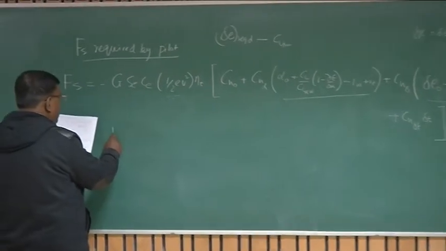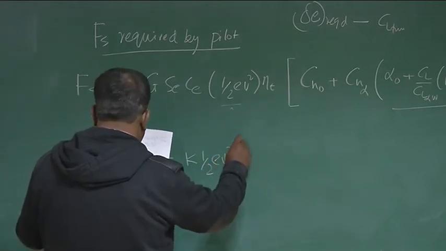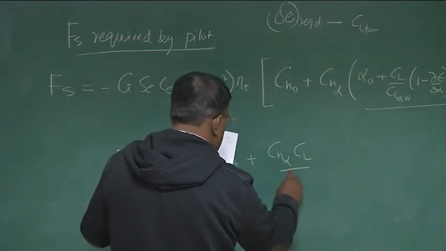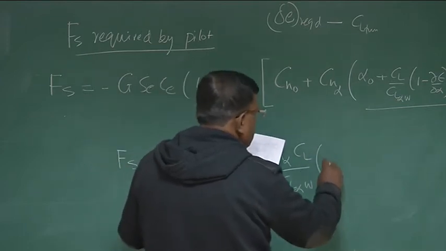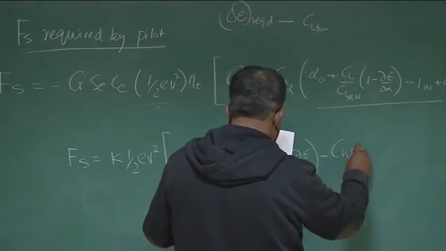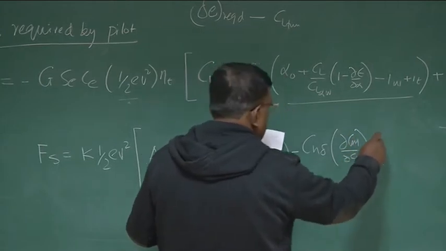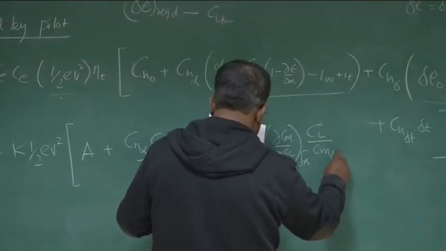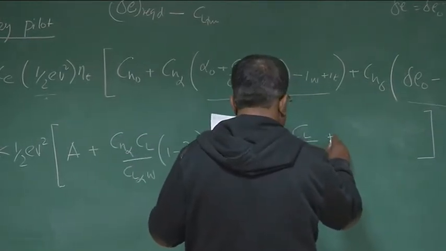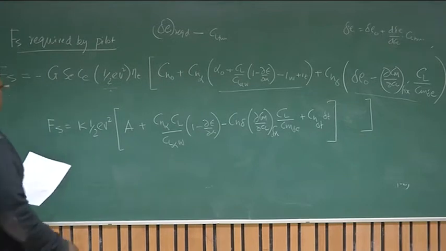So, we write it as Fs equal to k. Wait a minute, I will explain what is k. A also is coming here: Ch alpha Cl by Cl alpha wing, into 1 minus d epsilon by d alpha, minus Ch delta into dCm by dCl fix, into Cl by Cm delta E, plus Ch delta T into delta T. This is the expression. Then the question comes, what is K and what is A?